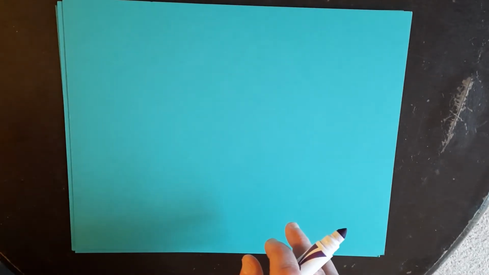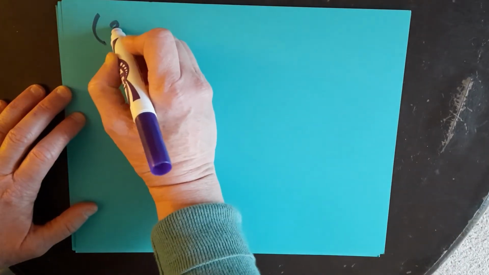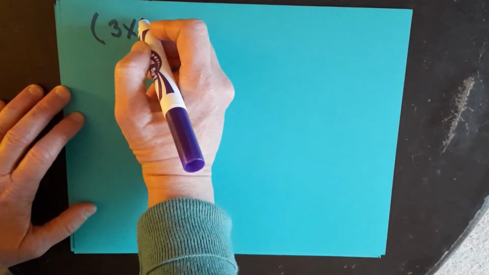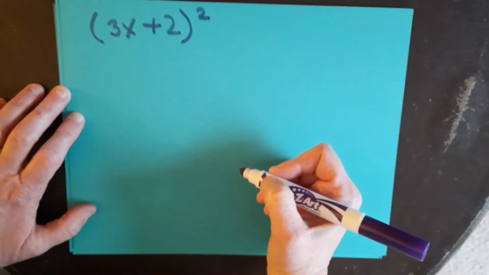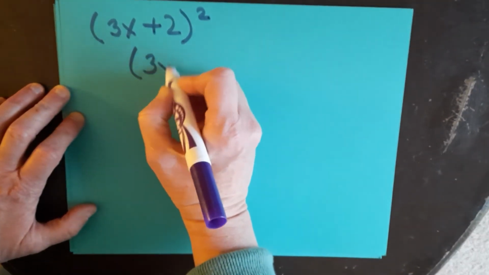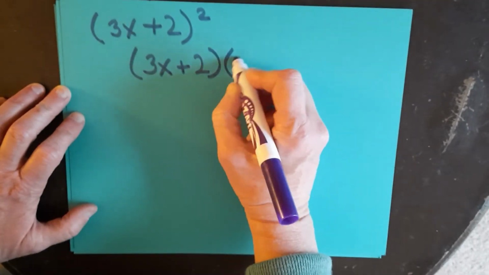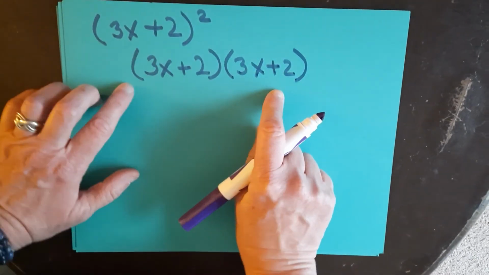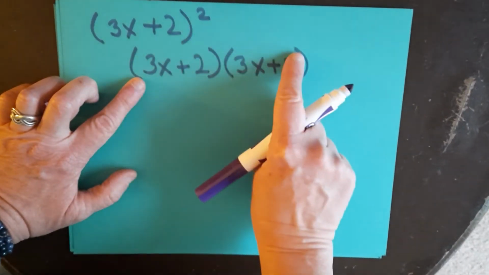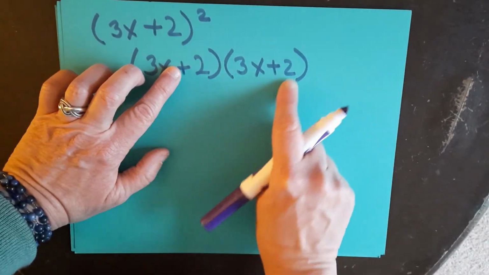Just keep in mind to watch those signs. Oh, there is one other one. If it just says 3x plus 2 squared, you would do the same thing. We would write 3x plus 2 times 3x plus 2. The squared means that this is multiplied by itself twice. So that's how we would write it out. Then we would multiply the 3x times this 3x and that positive 2. Then we would distribute the 2 as well.